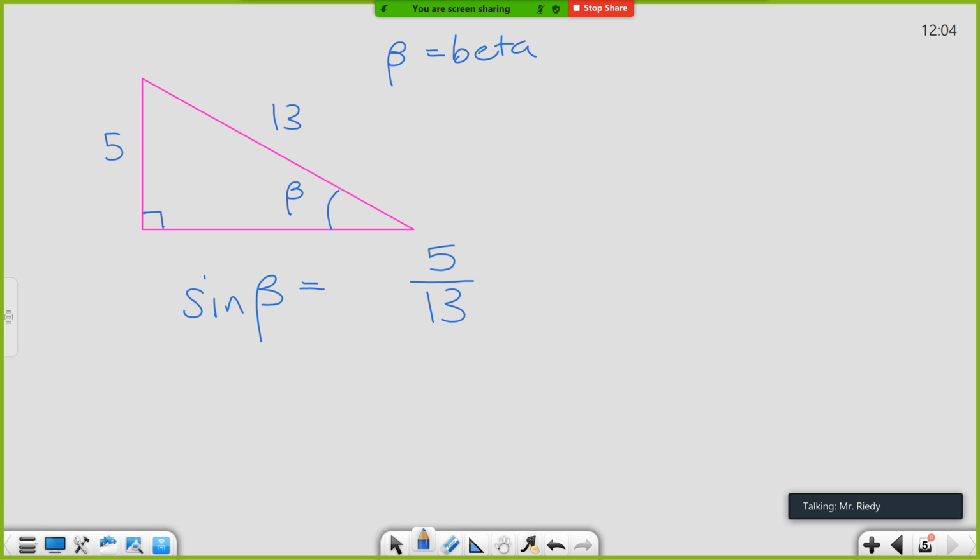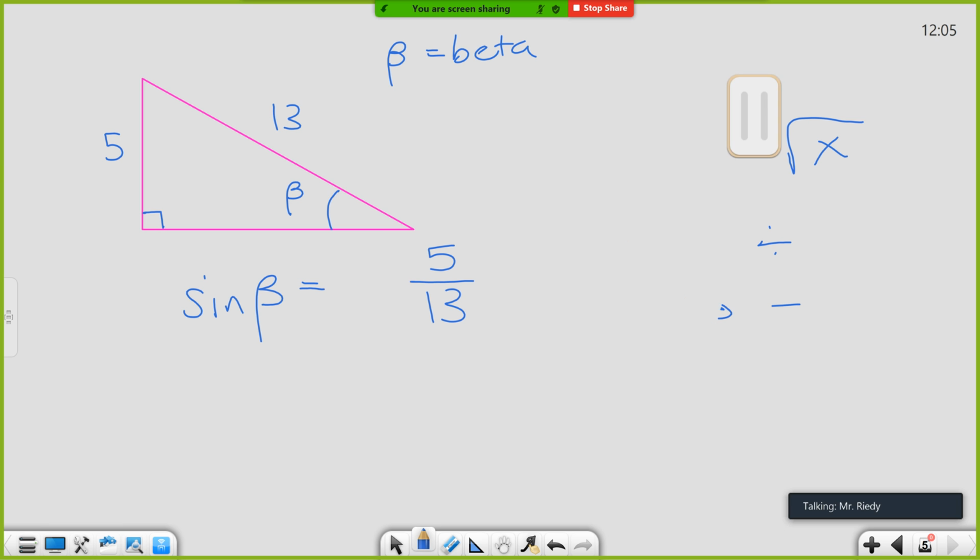Okay. Earlier, I talked about something called an inverse function. If we have something like x squared, its inverse function would be the square root of x. Why? Because they undo each other. Multiplication's inverse function is division. Addition's inverse function is subtraction. You get the idea. It's the function that undoes the function.